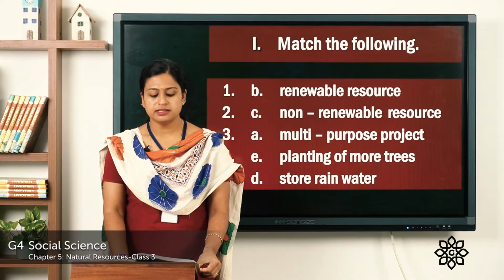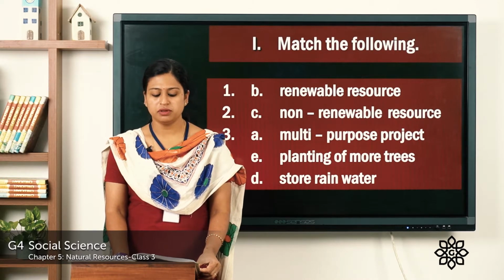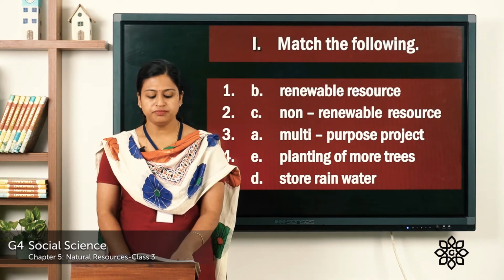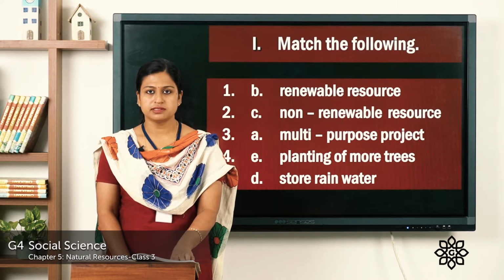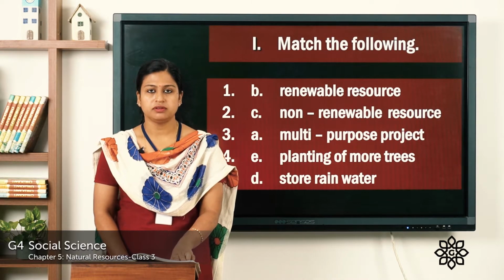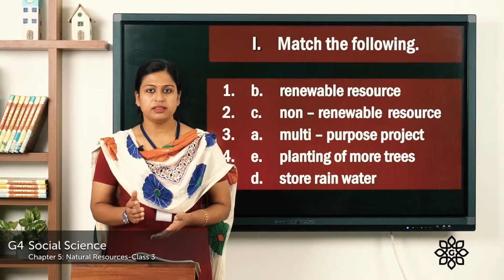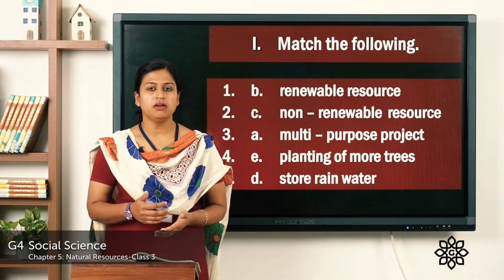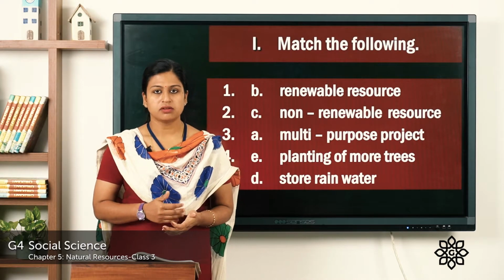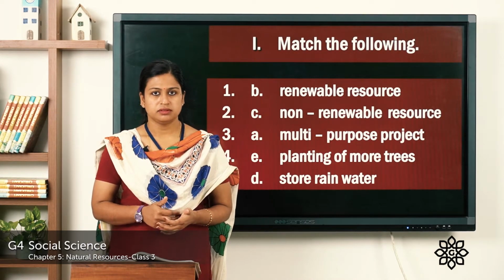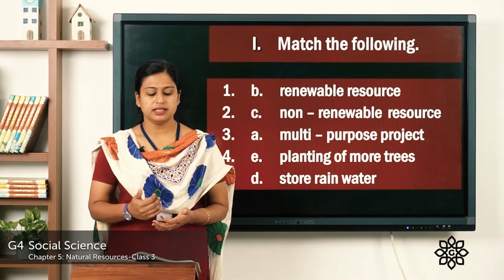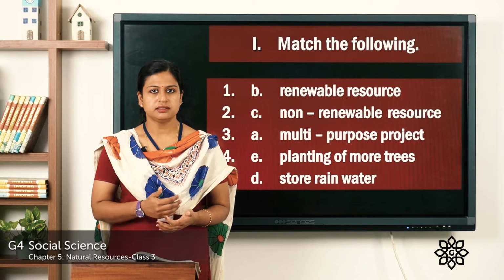Categorize the following as renewable and non-renewable. So you can see 4 columns are there. In the first column, name of resources are given. The first one is a field of corn. Now you have to write whether it is a renewable resource or non-renewable resource. Second is coconut oil. Next coal. Next diesel. Next one is petroleum.